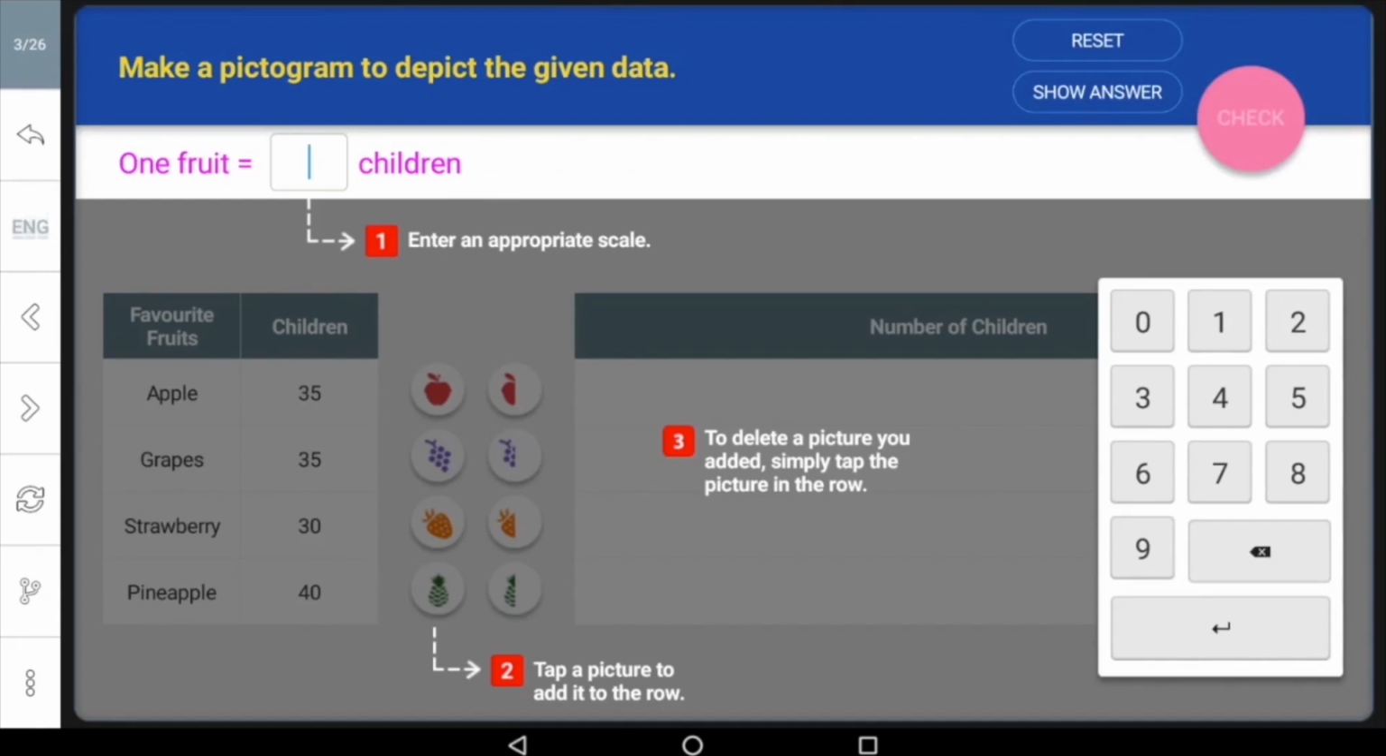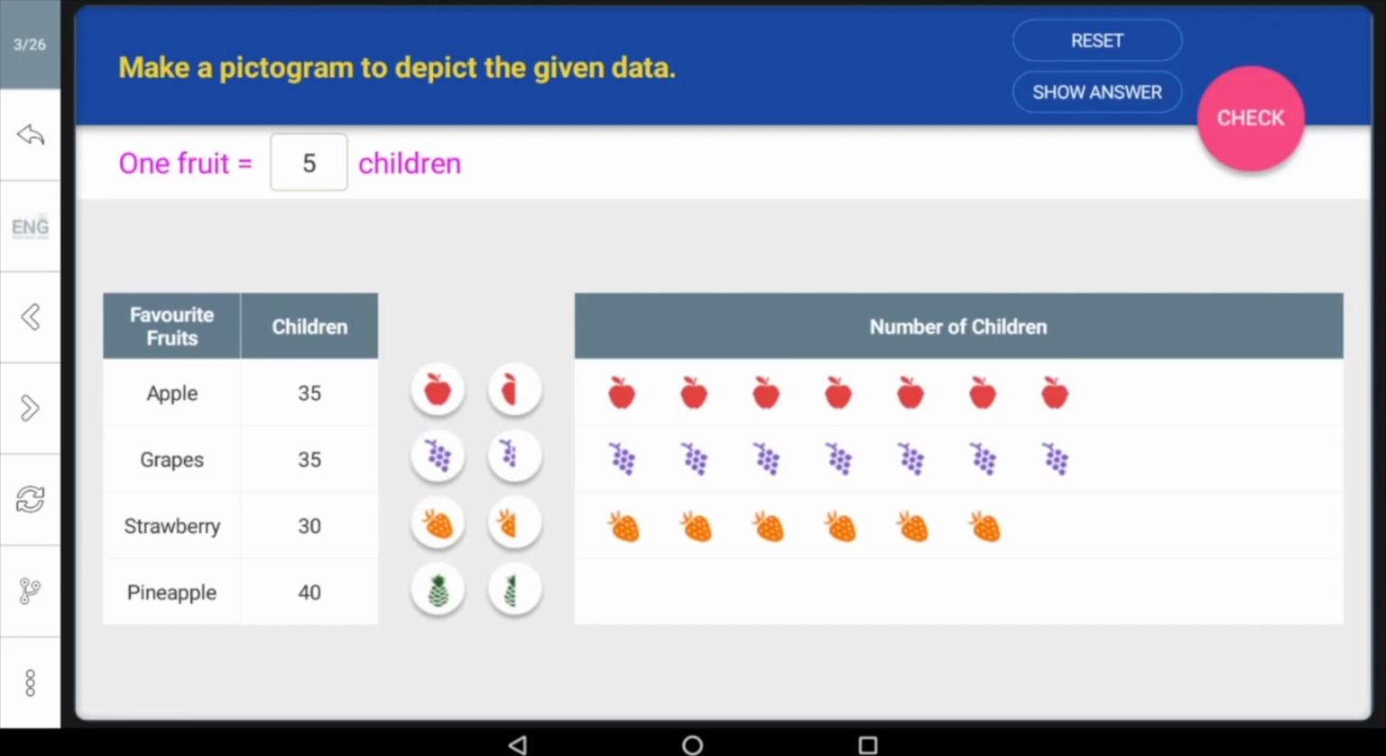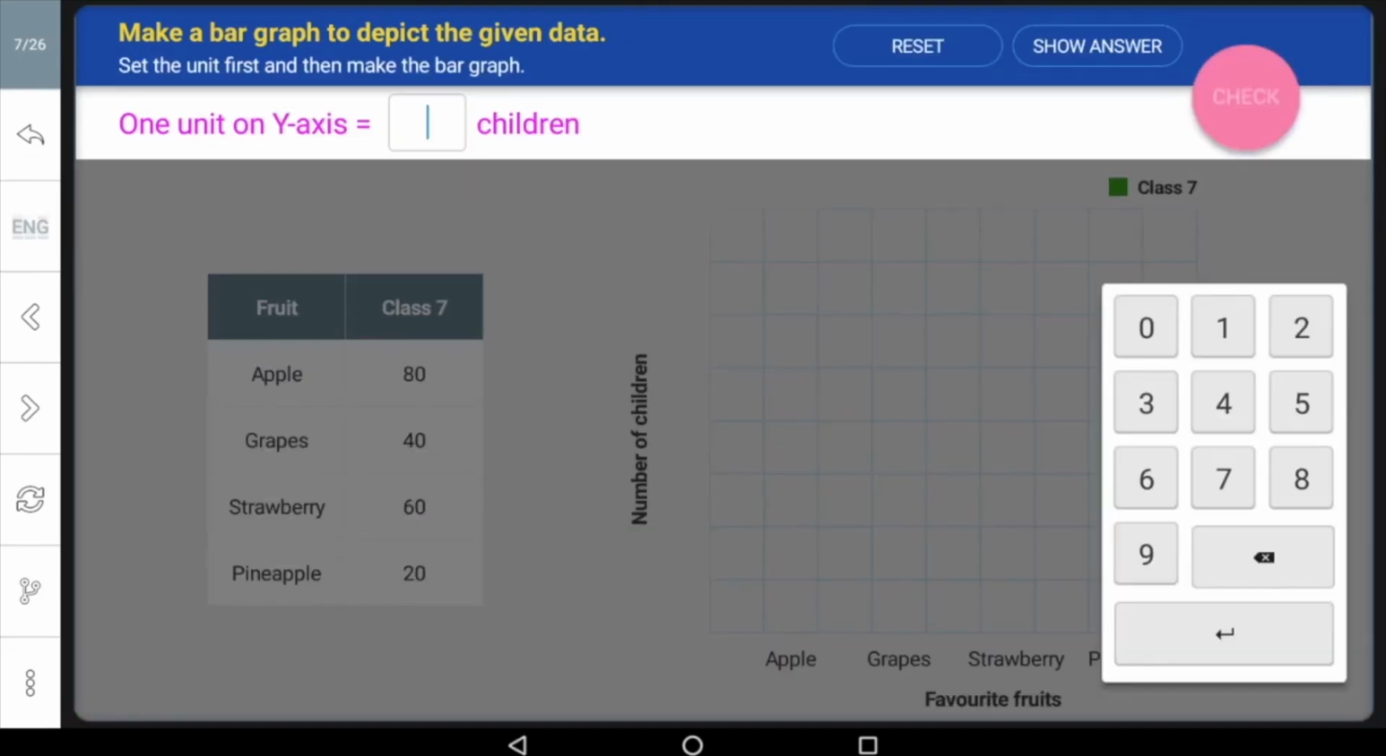Let's look at this example on how to depict data using a pictogram. In the previous screens, students learned what pictograms are and how to change the scale. Now, students can actually practice representing data using pictograms. Let's look at another example, this time on bar graphs. In the previous screens, the theory has been covered. Now, students have the opportunity to actually practice and apply what they learn.